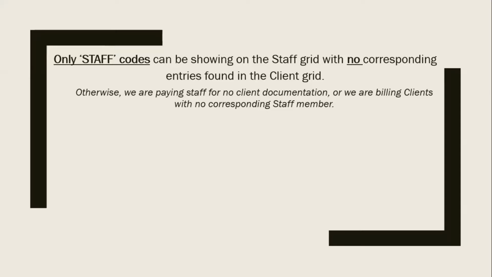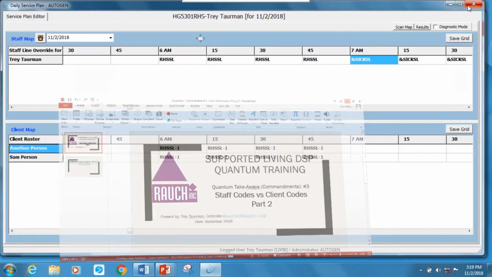So if we're paying you residential services, but you don't show any clients receiving those services, the question becomes, why are we paying you? And by the same token, if you're showing on your map that a client is receiving residential services, but it's not shown on your grid, who is providing it, because it's not showing up on your time card. So let's see exactly what's going on here.